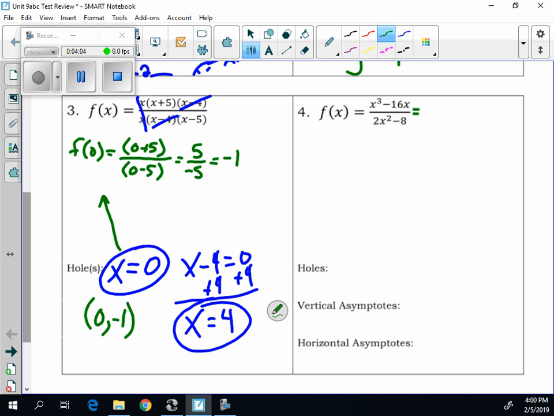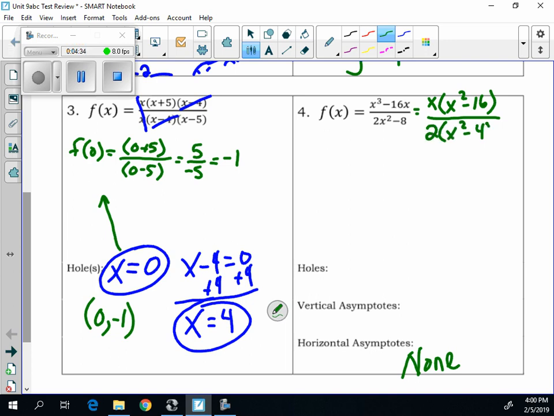Number 4, take the greatest common factor of the numerator. So we have to find holes, vertical asymptotes, and horizontal asymptotes. But I guess we should find horizontal asymptotes first. Your biggest exponent, the numerator is bigger than the denominator, so there are no horizontal asymptotes. Then we're looking at factoring. So take out your greatest common factor of the numerator. And while I'm doing it, I might as well do the greatest common factor of the denominator too.